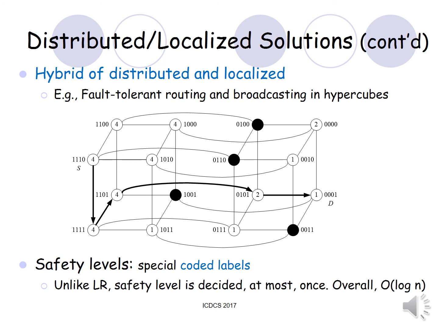So the question is, how can you quickly come up with this label? It turned out there is an efficient solution using only log n steps, where n is the total number of nodes in the hypercube. And this safety level is decided only once. So that means it's unlike the traditional dynamic scheme, which involves multiple iterations. Right? Obviously, the limitation is that it only applies to hypercubes.